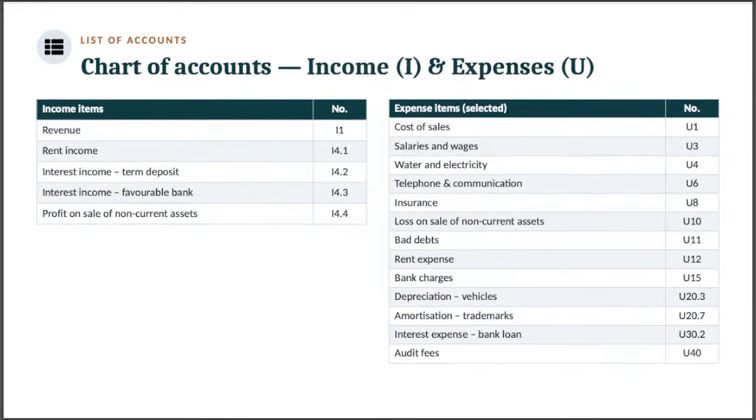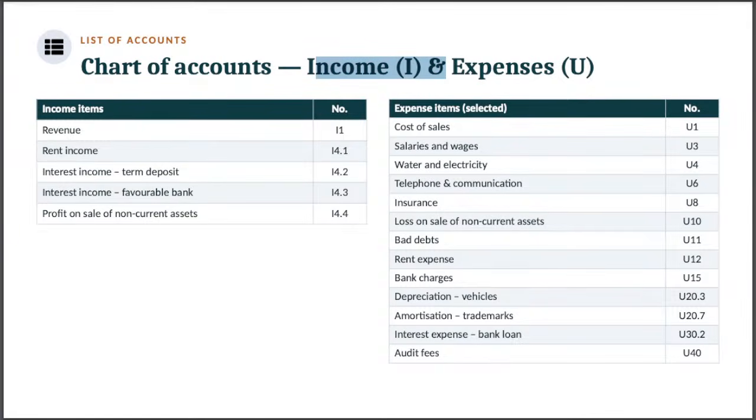All right, we made it through that chart here. Let's look at the income and expenses now. We have income items. Again, these are all on that credit side. They live on the credit balance. This is where they all come in on the credit side, the right side. You have things like revenue, rent income, interest income, term deposit interest income, favorable bank, so you're not negative interest, I guess, and profit on sale of non-current assets. So like let's say you made a profit on land or something like that. These are all considered income.